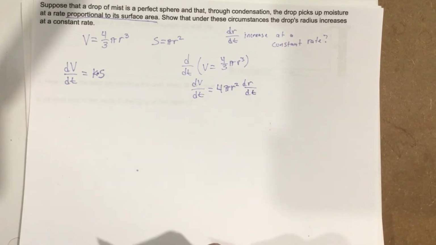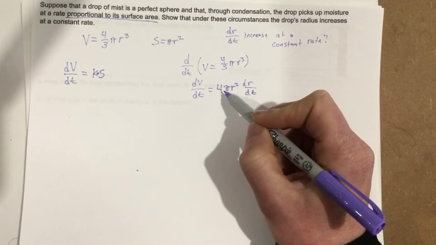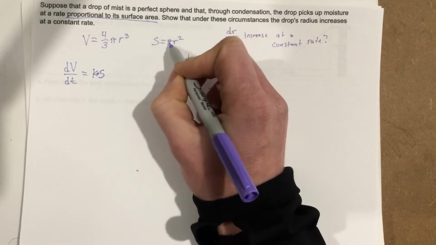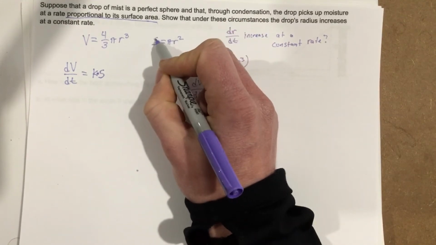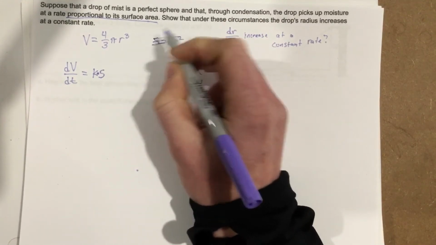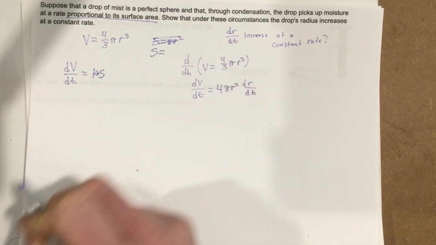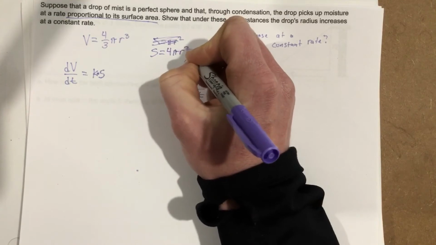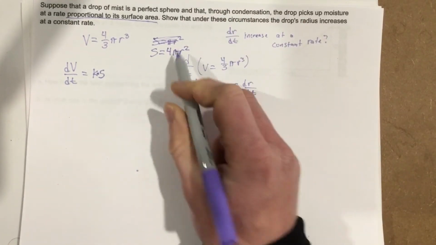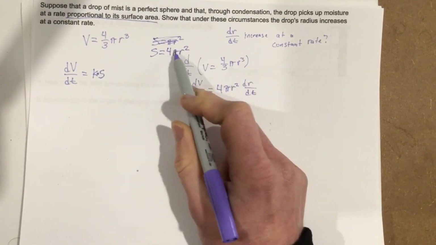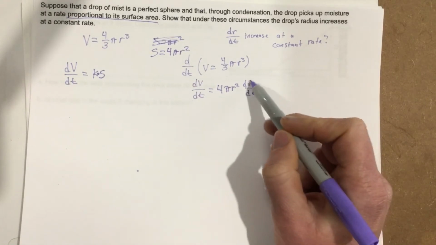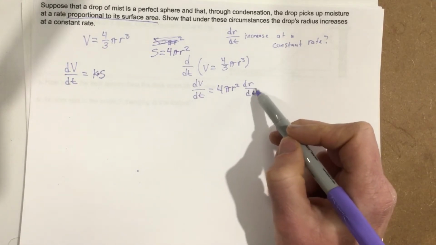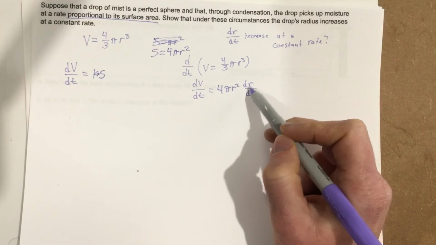Now this should immediately look familiar. Oops, I wrote that down wrong. It's not pi r squared, that's the area for a circle. The surface area of a sphere is 4 pi r squared. That was my bad. So this should look very similar to the surface area. The only difference is we have this rate of the radius changing here.